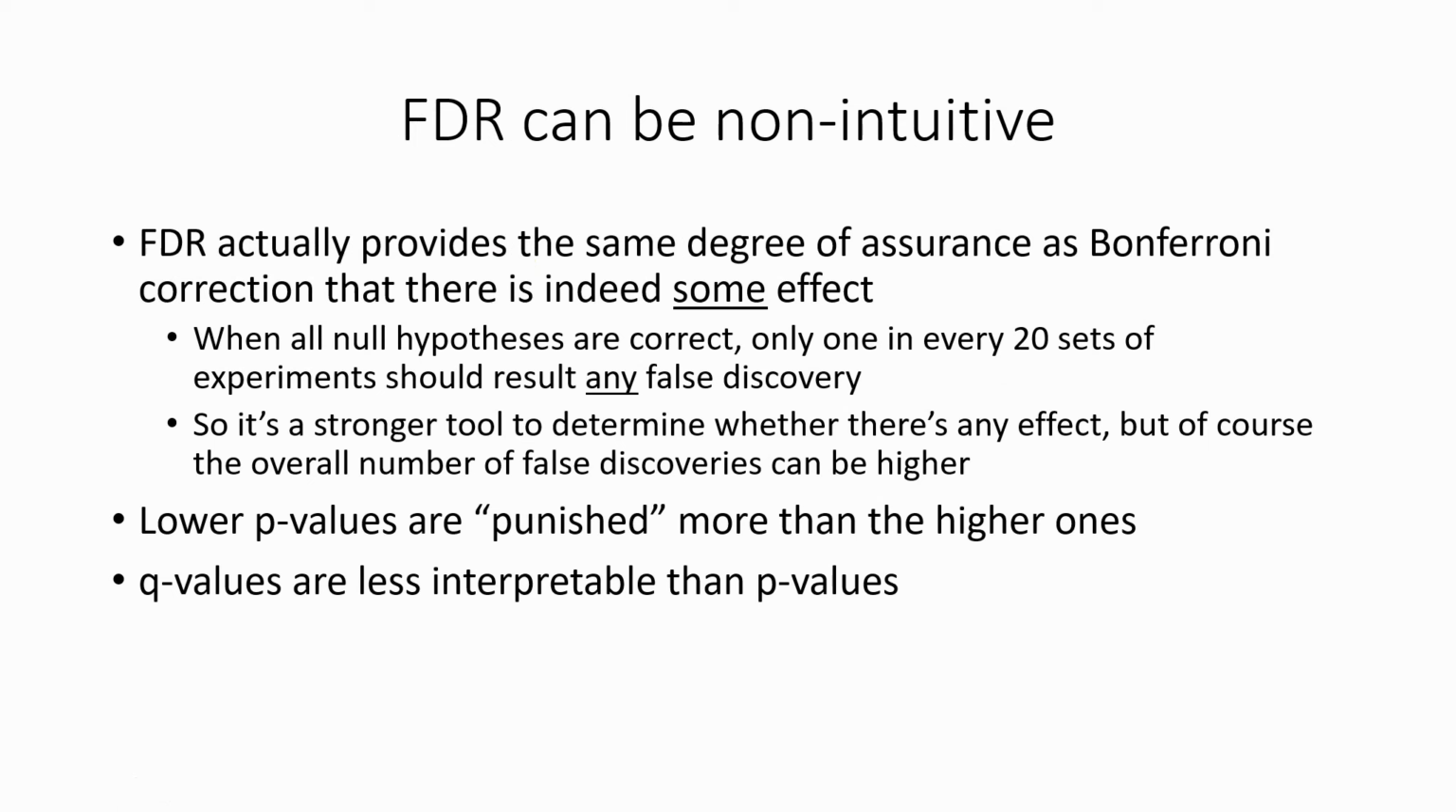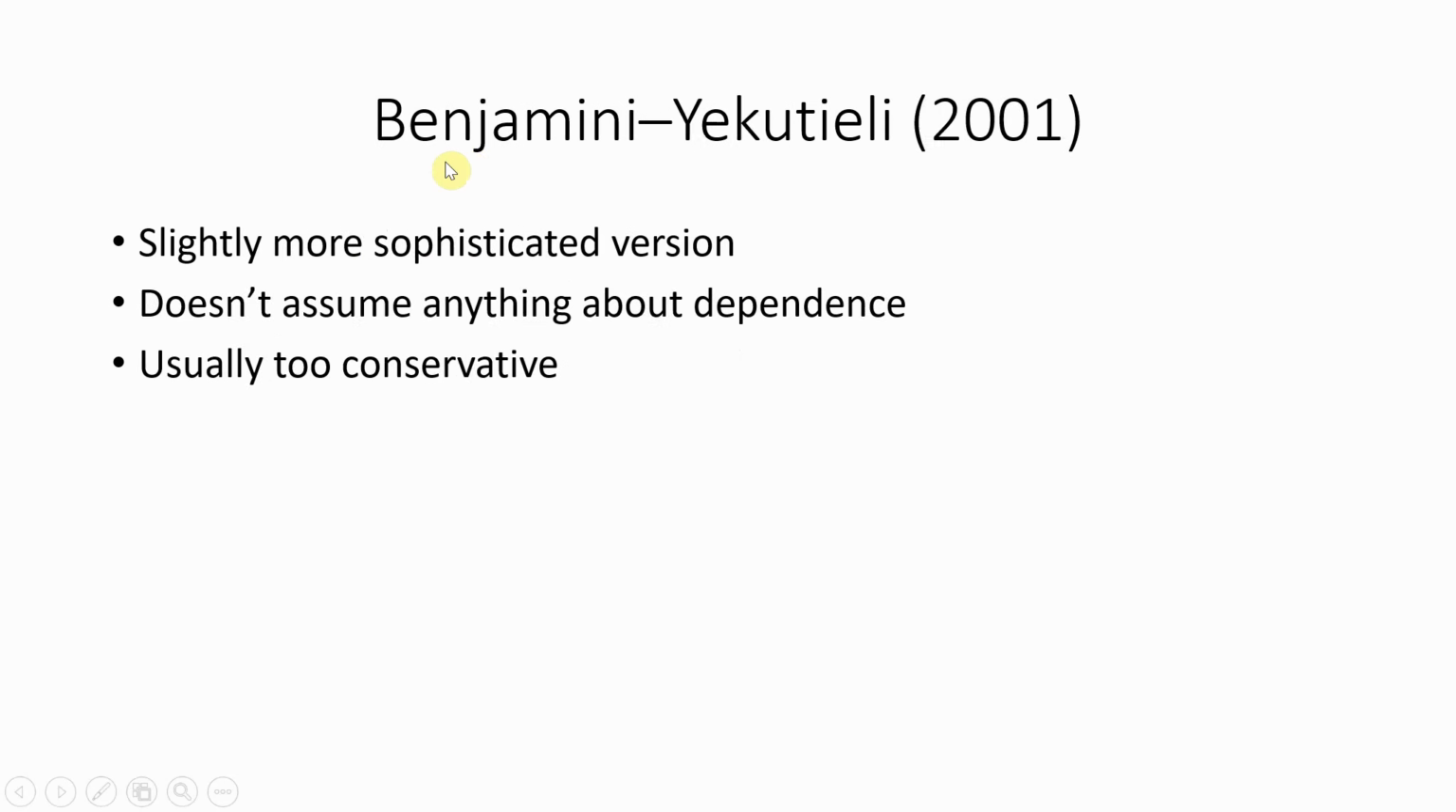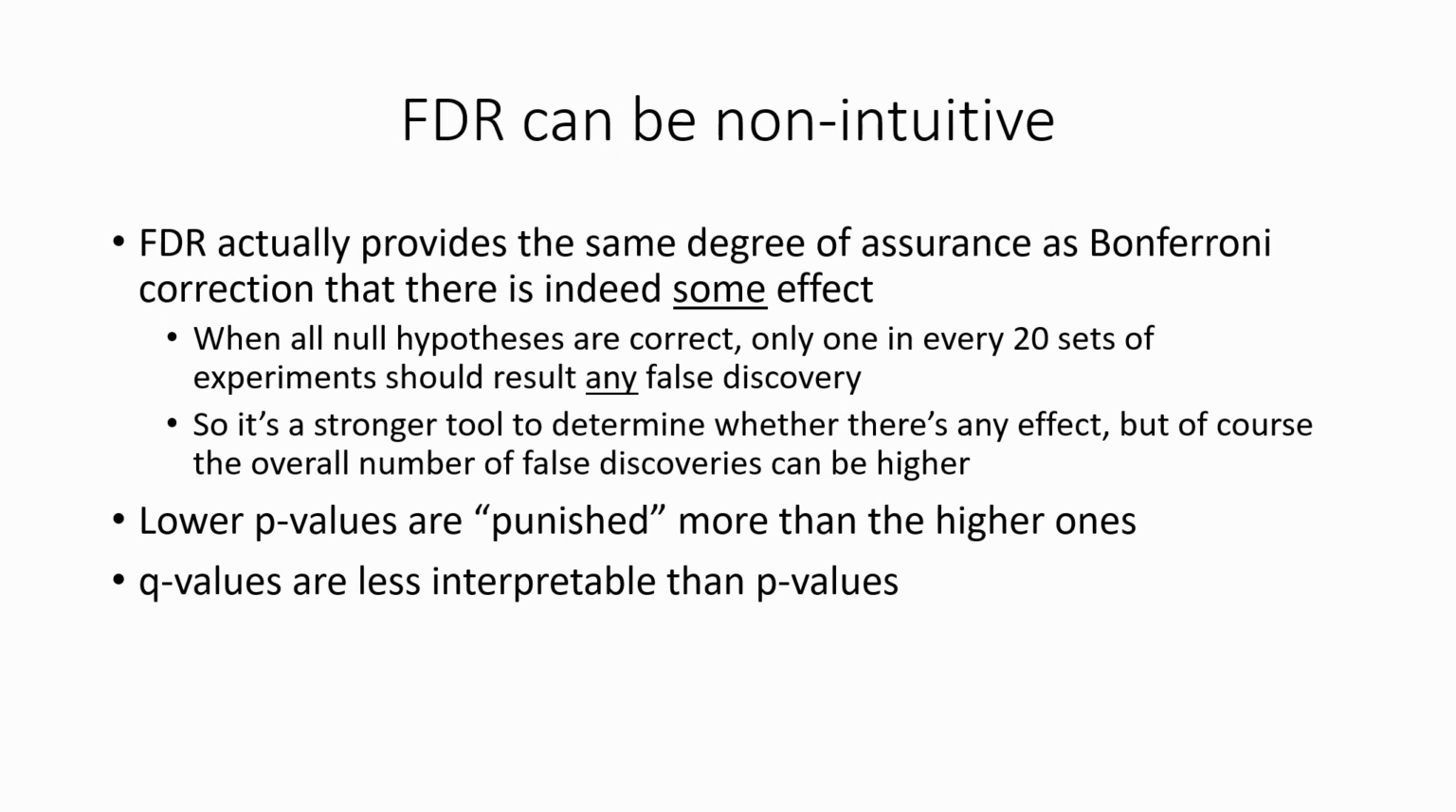And in theory, this could lead to some cases where you start with some p-values and the p-value that was originally lower, originally more significant, ends up getting a higher q-value, which is less significant. So if you just follow this formulation, this could actually happen to you. Fortunately, in most implementations, they make sure that it doesn't happen.